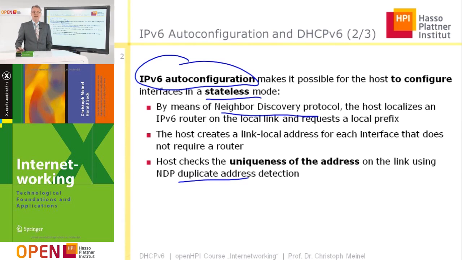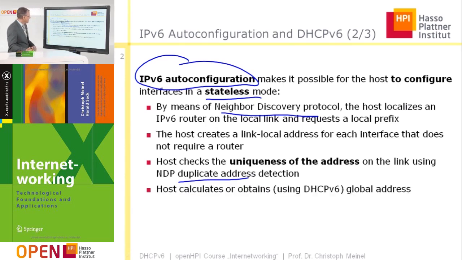When we discussed NDP, I mentioned this functionality, the detection of duplicate addresses, and here's exactly the point where this functionality is needed. When the host selects a host name, selects an address, then a mechanism is needed that helps the host to check whether it's a valid address, and it's a valid address if it follows the right prefix and other things, and when it is unique. And this uniqueness can be checked by means of the NDP protocol.